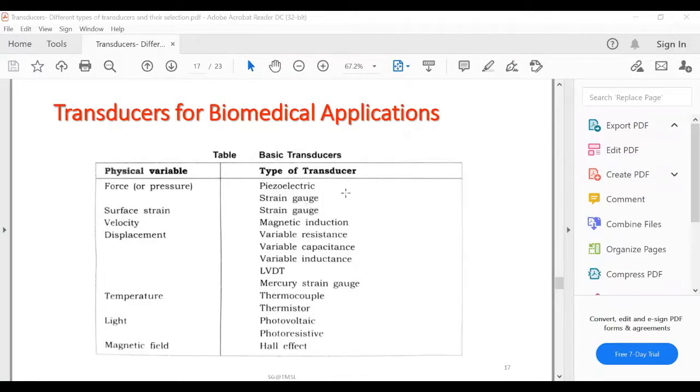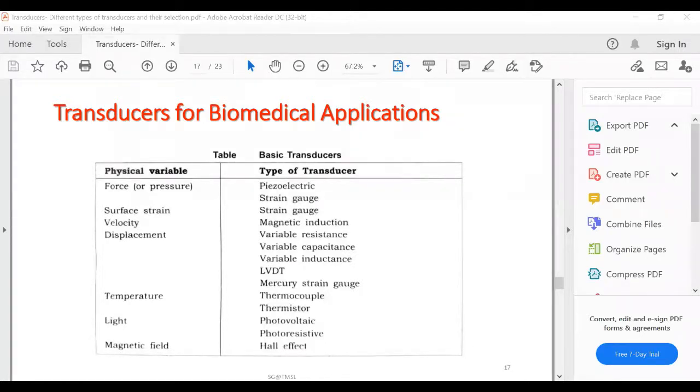For a physical variable like force or pressure, which type of transducer can be used? Either piezoelectric or strain gauge. Surface strain can be measured by the strain gauge. Velocity can be measured by the magnetic induction transducer. Displacement can be given by the LVDT. Temperature, maybe thermistor or thermocouple. Light can be measured by a photovoltaic cell or photoresistive element, and magnetic field can be measured by a Hall effect transducer.